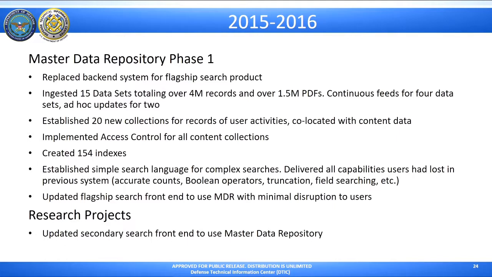So to accomplish this, we ingested 15 different data sets, really 15 different schemas, totaling 4 million records, 1.5 million PDFs. We established a bunch of new collections to track our users' usage. We established the access control, the element level access control across all of our content collections, created 150 some indexes. We established a simple search language so our users couldn't, again, use Boolean logic, could specify particular fields and do really complex queries. And the front end, we did not redesign the user interface at all. We simply updated that to call this one system.